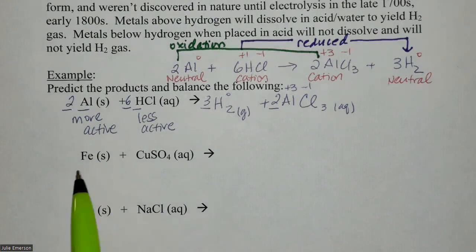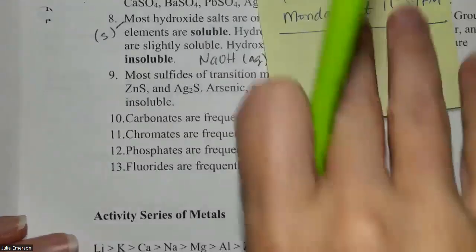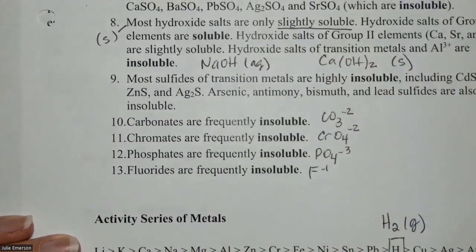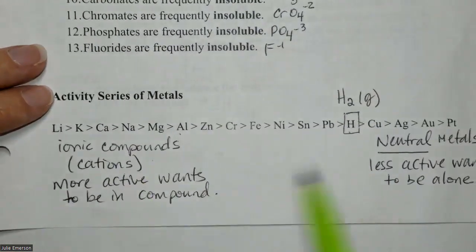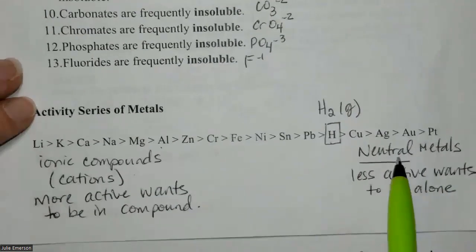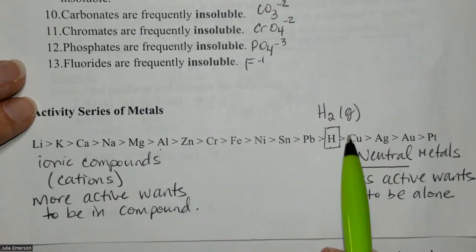In order for us to answer this question, just know that you've got to go look at the activity series. This, along with your solubility rules, is going to be given on the test, so you do not have to memorize the activity series. Now, all my handwriting on here will not be on there. It'll be blank. But anyway, you've got the iron here, and you've got copper here.